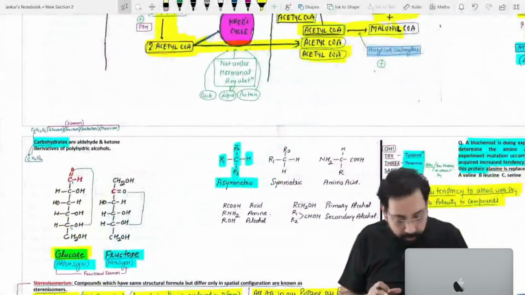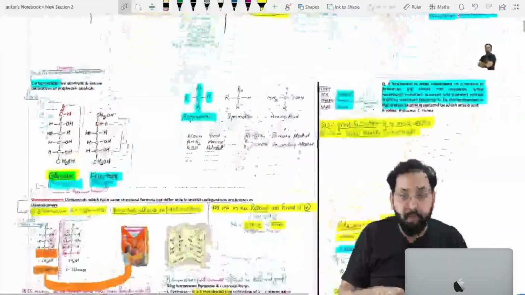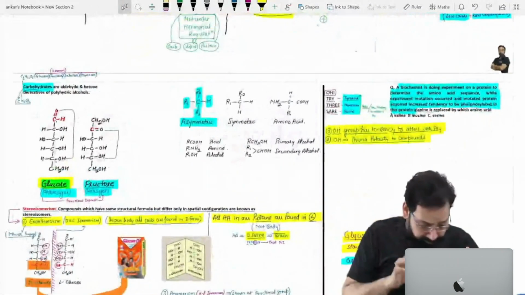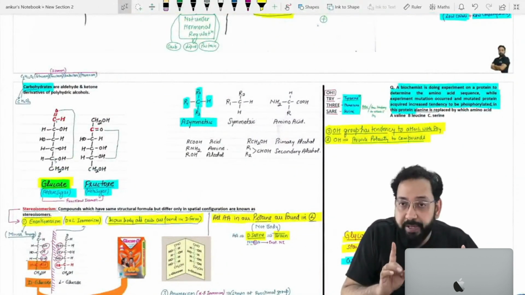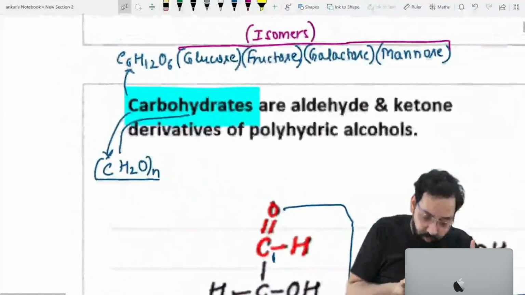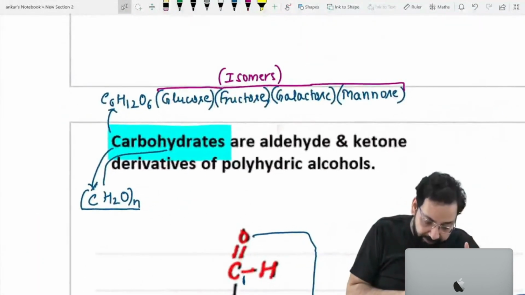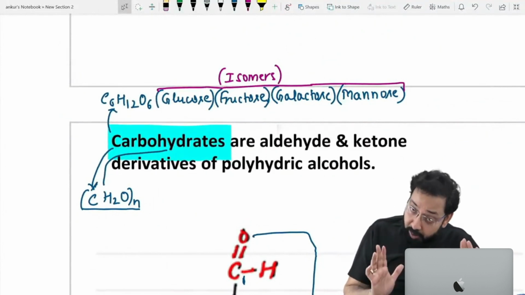So let me repeat it fast. I know that it is taking time, but let me summarize this page before moving further in 5 minutes only. Carbo means carbon, hydrates means water, carbohydrate CH2O. This is the empirical formula of carbohydrate. C6H12O6, that is glucose. Glucose is a prototype monosaccharide.